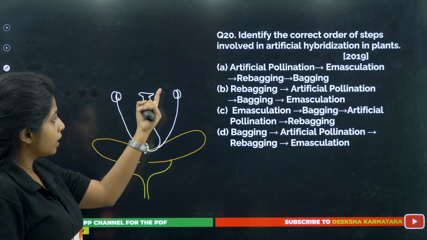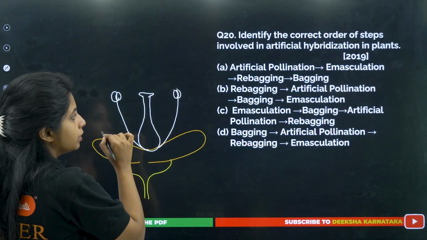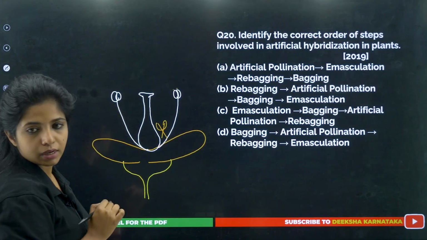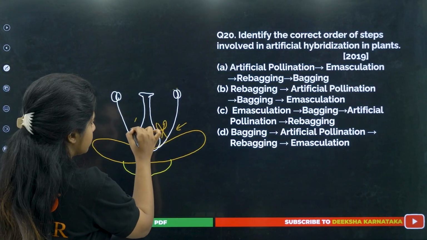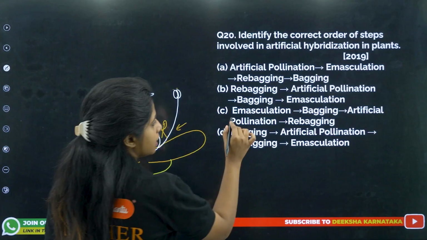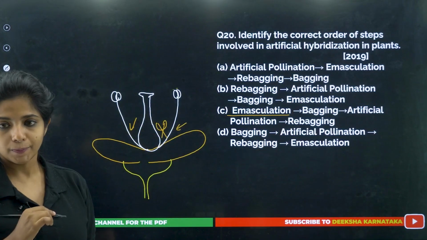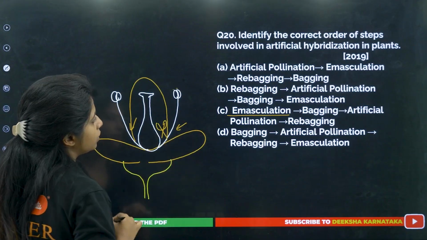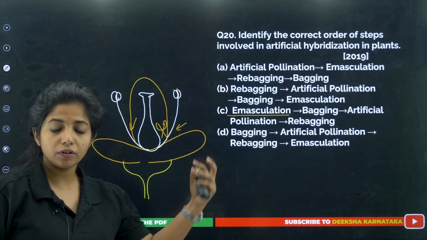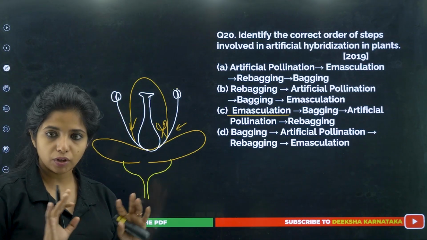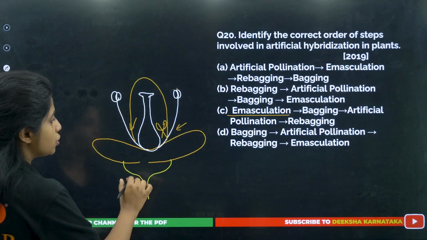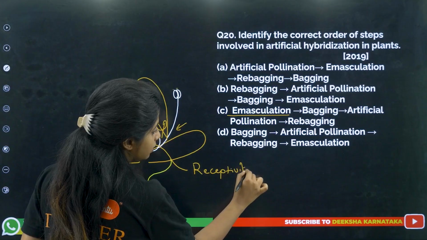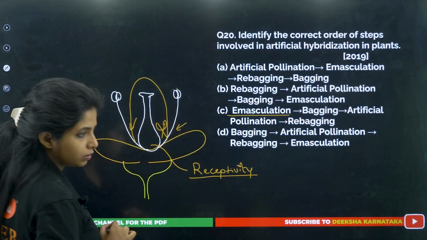Over here, if I do not want the pollen grains to come and land over here, first thing that I should be doing is remove them from here. So I have to remove these from here, and this is known as emasculation. Cool. The next thing that I will be doing is bagging this. I will be covering this particular stigma up so that no other pollen grains can come over here, and this particular stigma could attain its receptivity. I will give some time for it to be receptive also, right?